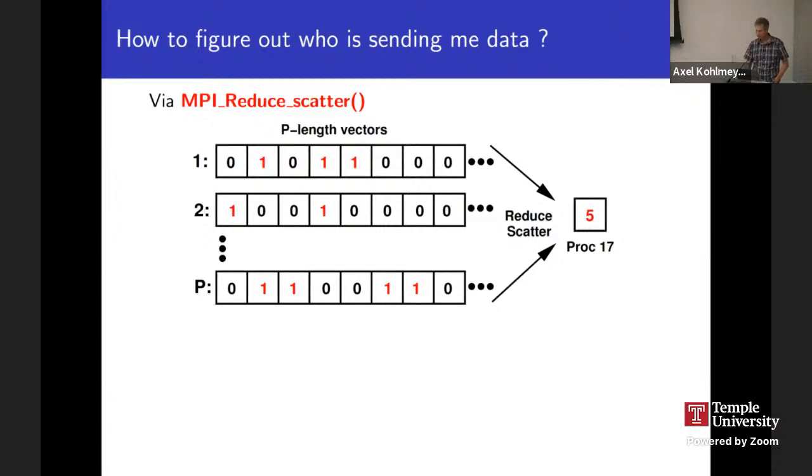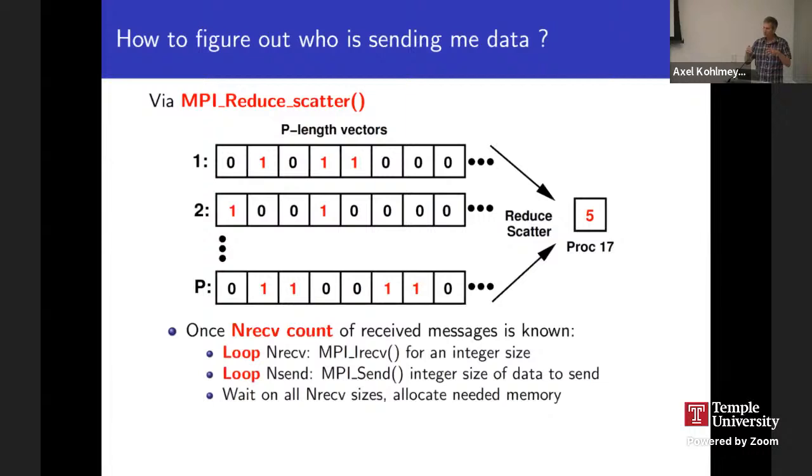You can choose different reduce operations. We would be doing a sum in this case. So every processor gets the exact number of processors that are going to send it data, if you set the vectors up this way. That makes sense? Okay, so that's the key piece of information. We need to break the irregular into something that can now become regular.